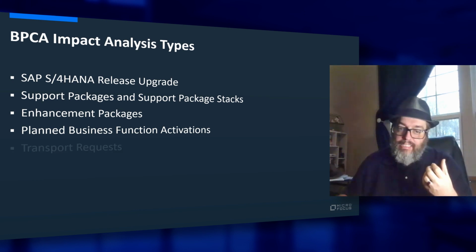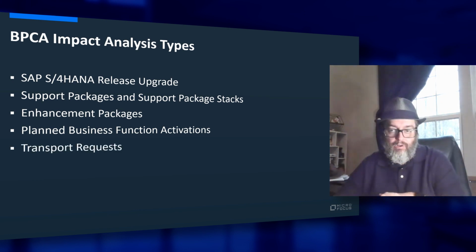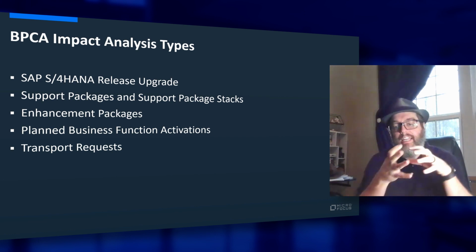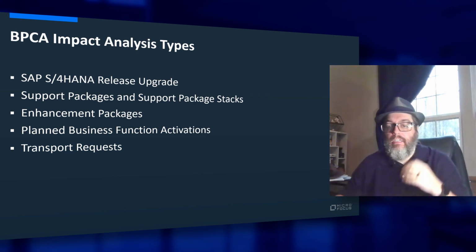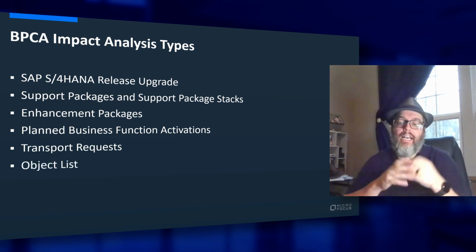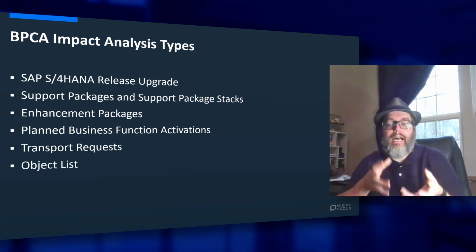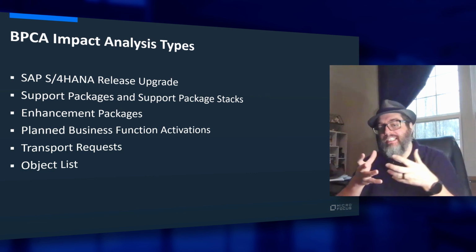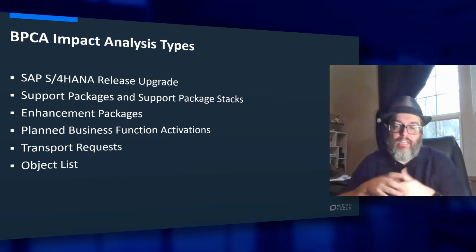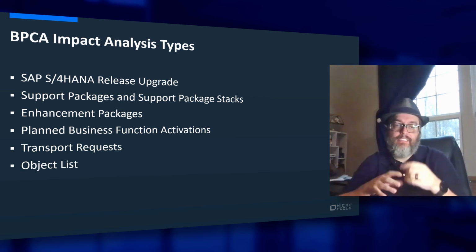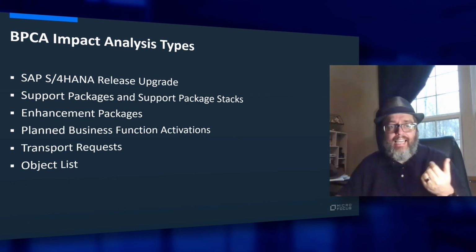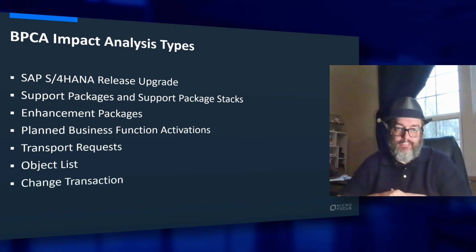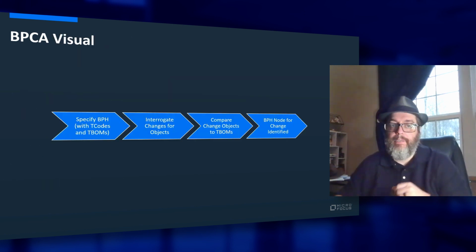The most common one that I see is for transport requests, which is interrogating a transport to find out what BPH nodes are impacted. You also, though, could do an object list where you specify the objects that are changing, which I would see most commonly being from a developer who provides that list of objects that they're changing before they've built a transport. And then lastly, you could also do a change transaction or a ChaRM record for those customers who are utilizing ChaRM.